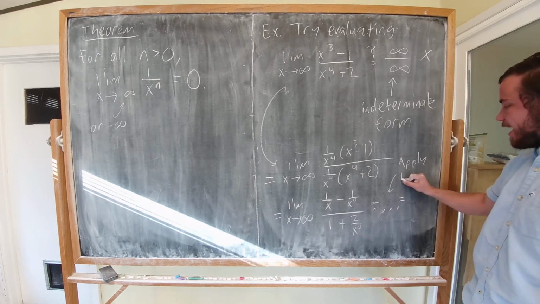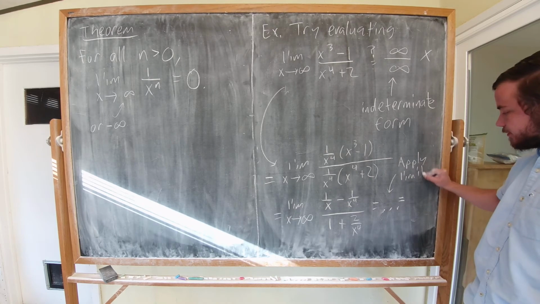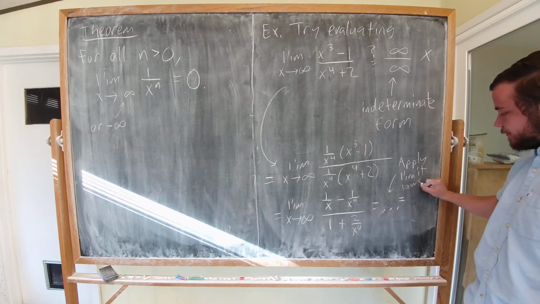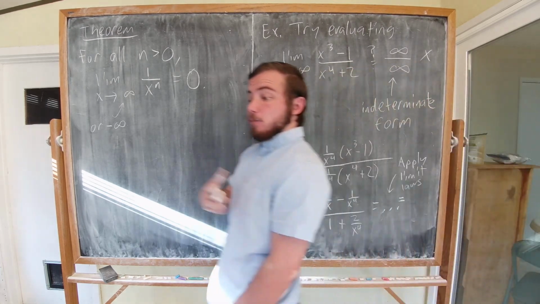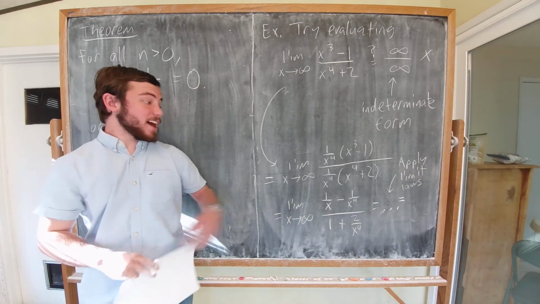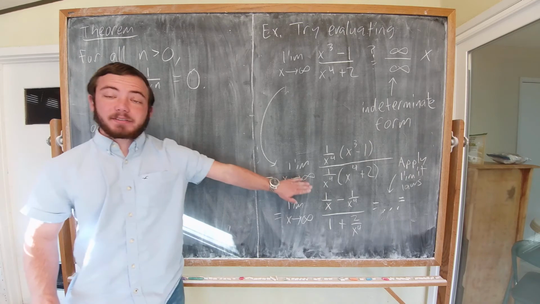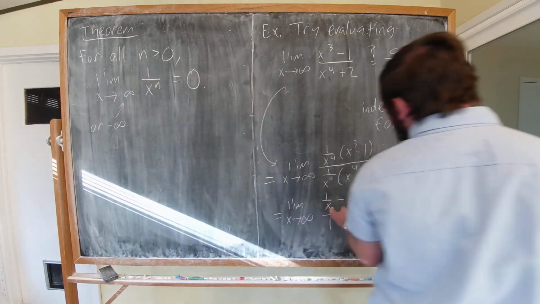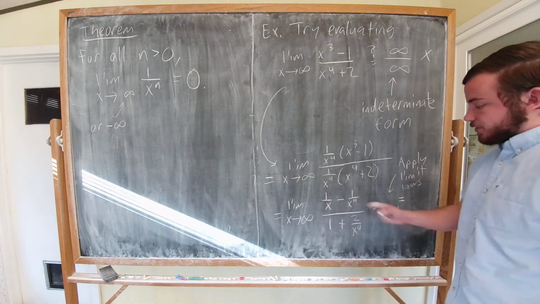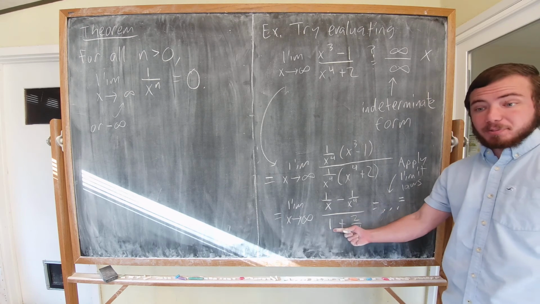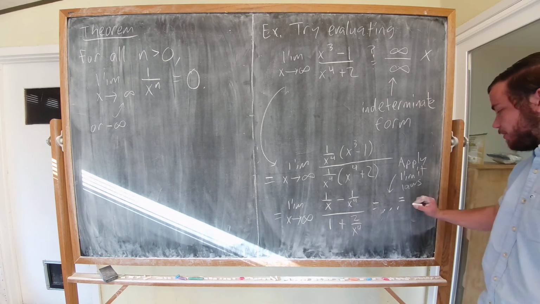Try to apply the limit laws. See what you get. When we meet as a class, then ask me a question if you didn't get that. Apply the limit laws, and you should end up with: this top part's going to go to 0, this part's going to go to 0, this part's going to go to 1, this part's going to go to 0.